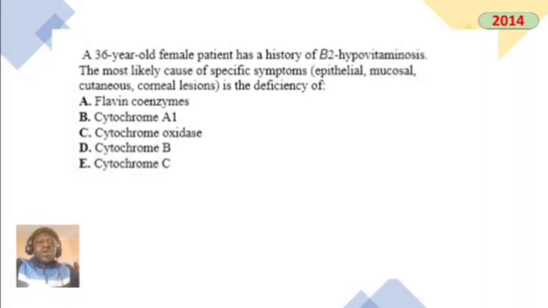A 36-year-old female patient has a history of vitamin B2 hypovitaminosis. The most likely cause of specific symptoms like epithelial, mucosal, or cutaneous lesions, or also corneal lesions, is the deficiency of what? Vitamin B2 is riboflavin, so flavin coenzymes.